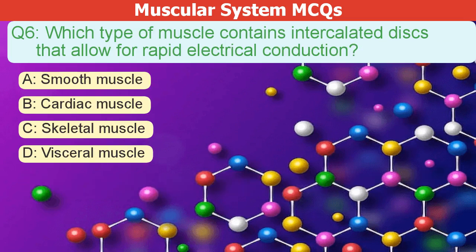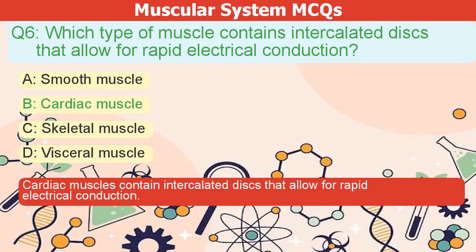Which type of muscle contains intercalated discs that allow for rapid electrical conduction? A. Smooth muscle. B. Cardiac muscle. C. Skeletal muscle. D. Visceral muscle. The correct answer is B. Cardiac muscles contain intercalated discs that allow for rapid electrical conduction.